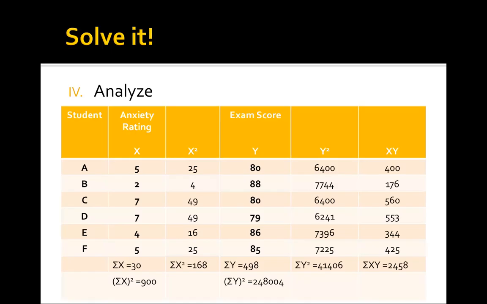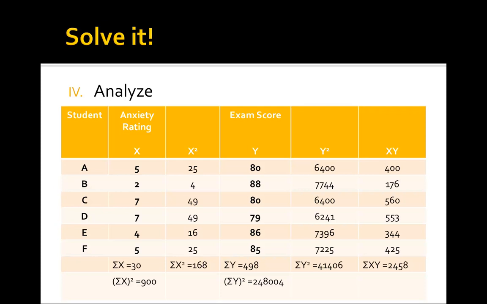Here we have the entire table laid out. For each student, we are going to look at their anxiety rating in the X column, and we're going to sum those up just like we've done many times in the past. Get the sum of x, which is the sum of all those scores. We will then square that to get sum of x quantity squared. In the second column, x squared, we've taken each x value and squared it. Then we've summed those squares up to get the sum of x squared, and that gives us 168.